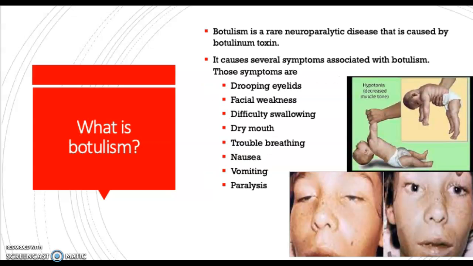So what is botulism? Botulism is a rare neuroparalytic disease that is caused by the botulinum toxin. There are many symptoms connected to botulism. Those symptoms include drooping eyelids, facial weakness, difficulty swallowing, dry mouth, trouble breathing, nausea, vomiting, and paralysis. And as you can see in the image, this person has drooping eyes.